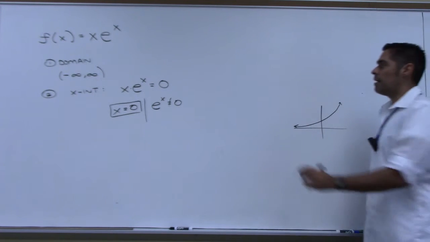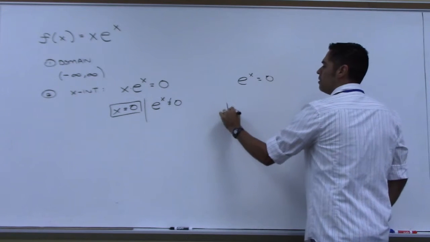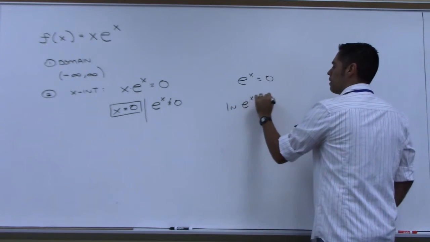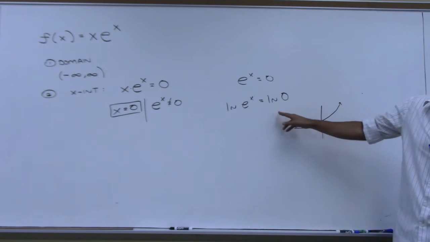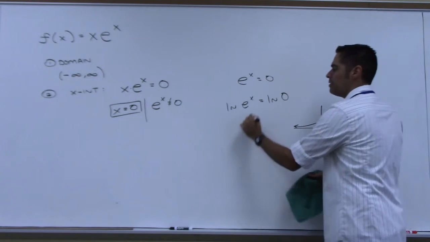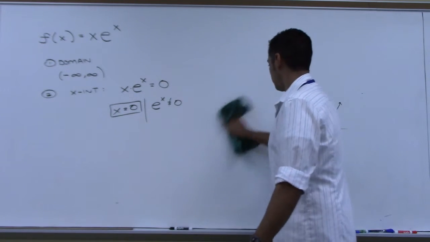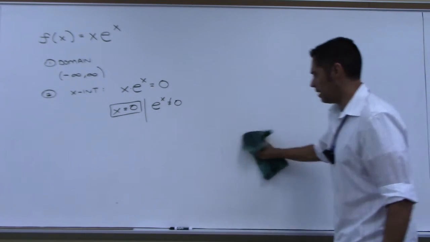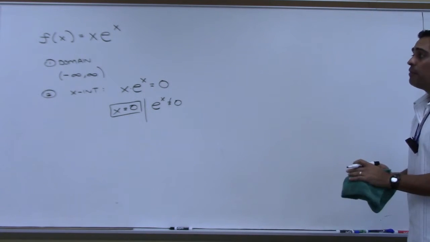Now for those of you who like to do things more algebraically, I can kill off e by taking the natural log. But the natural log of 0 is undefined, so you wouldn't be able to get an answer here, because the left side turns into x. I like to look at the graph though. I think it's a little easier to understand that way. All right, so we have one x-intercept, right?